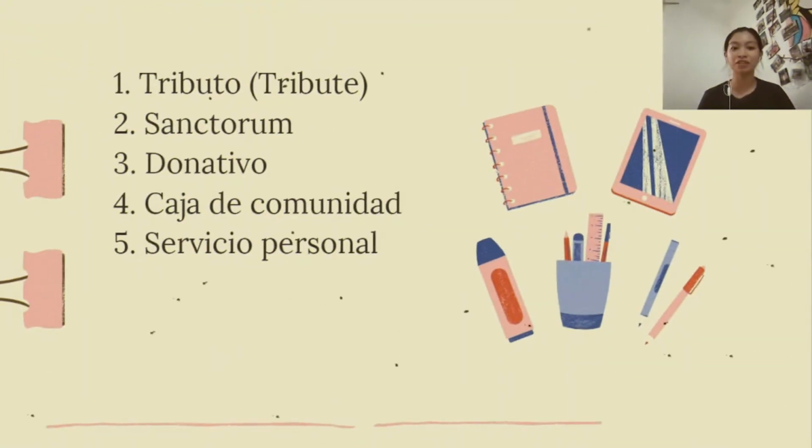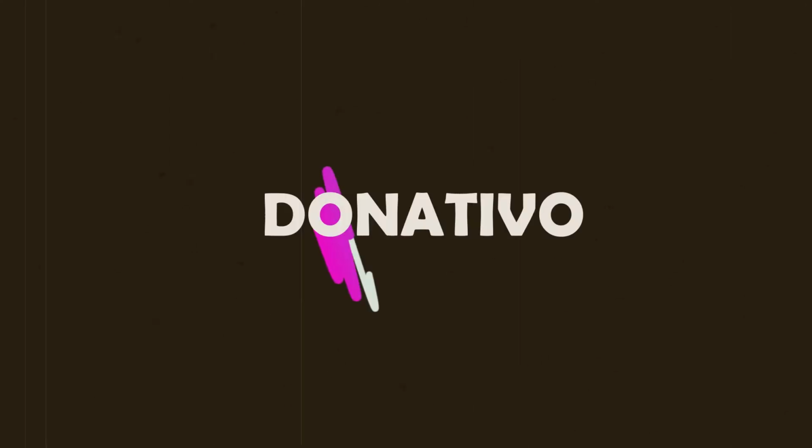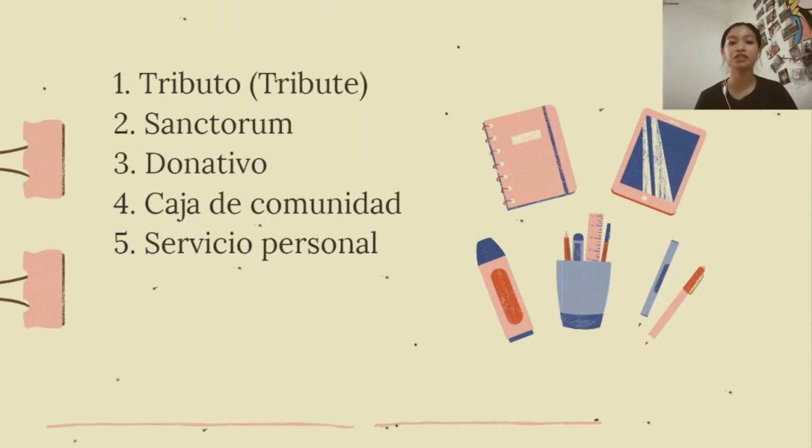Sanctorum is a tax that amounted to 3 reals for the construction of the churches. And the third is donativo. It is the tax that amounted to half a real that is used for military campaigns against Muslims.